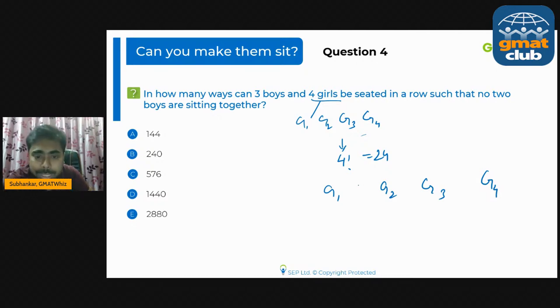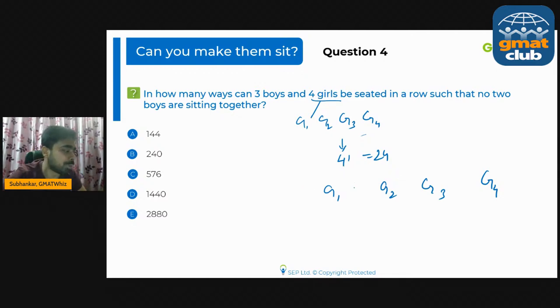Understand, I cannot place both the boys here. That will be a problem. I mean, 2 boys here, I cannot do that. However, what I can do, I can put a boy here. I can put another boy here. I can put another boy here. Right, so I can put these boys in these gaps.